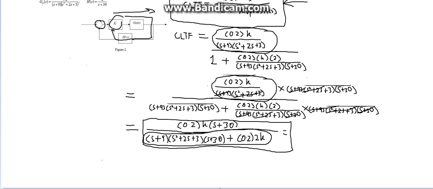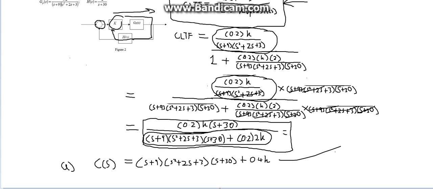Okay, let's just move on. Alright, so the characteristic equation. So we go s plus 9 s squared. Like I said, guys, this is just the denominator of the closed loop transfer function. 30 plus 0.2 times 2 is actually 0.4. So, okay, done. That's part A finished, complete, and that will get you 1 out of 1 for this bit. Now, moving on to part B.